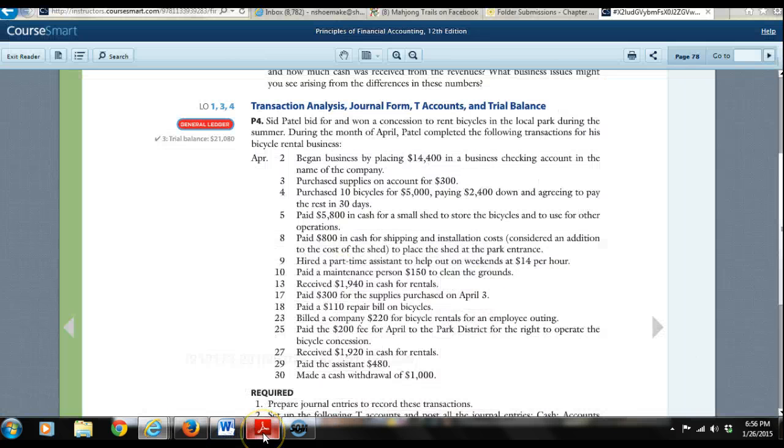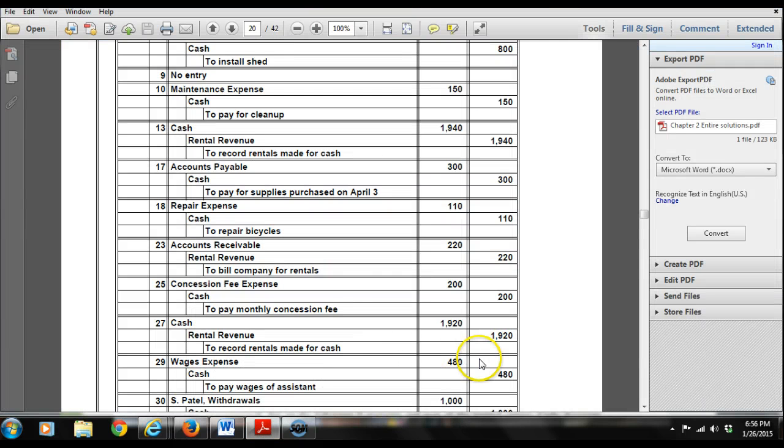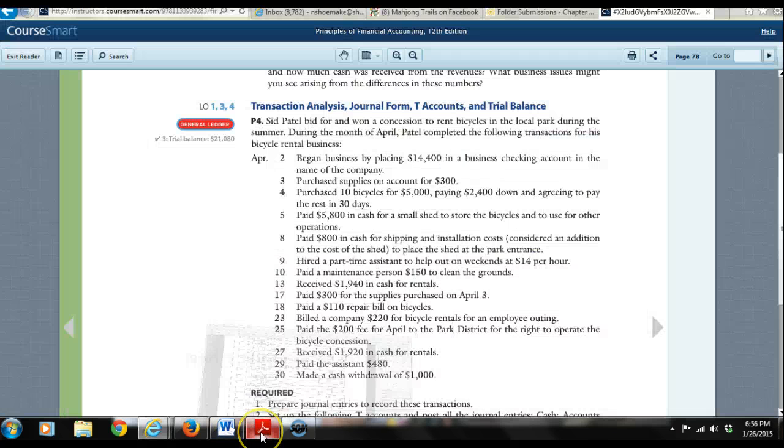Next, we show we received $1,920 in cash for rentals. Again, this is similar to the previous journal entry when we recorded revenues. We debit our cash, and we're going to credit our rental revenue.